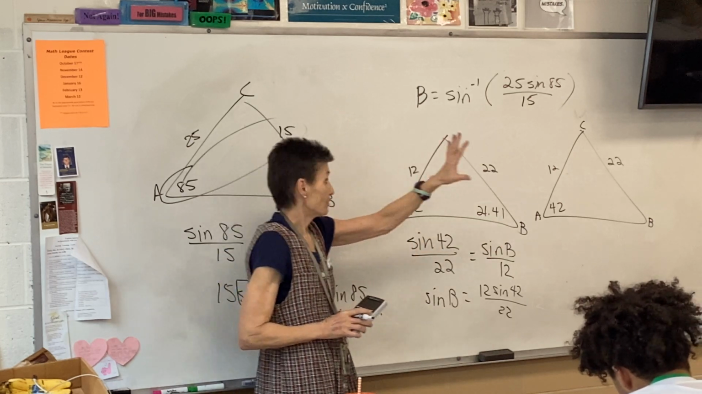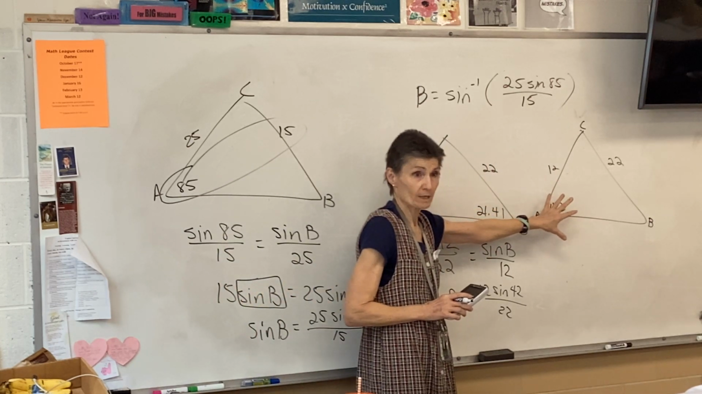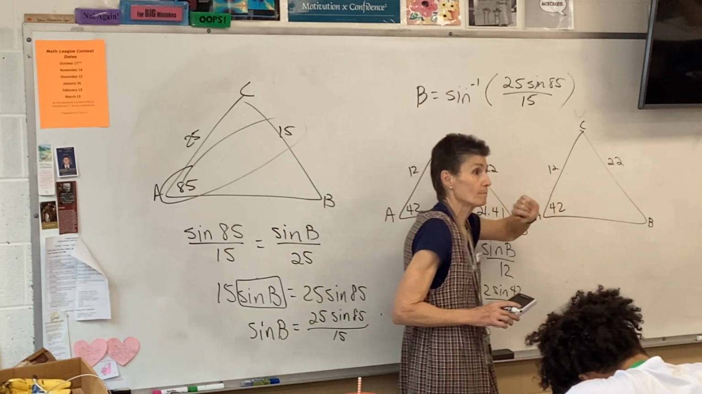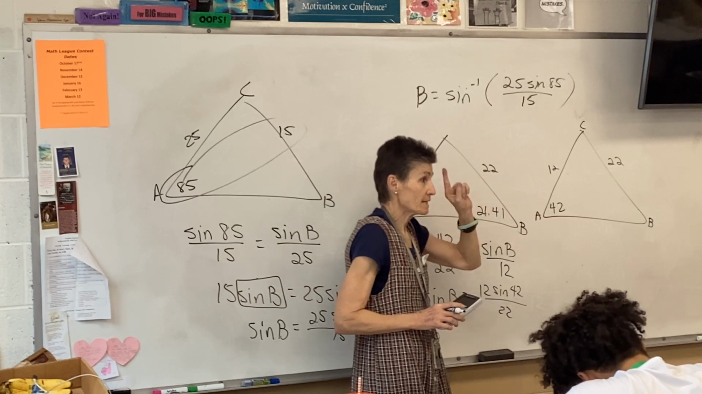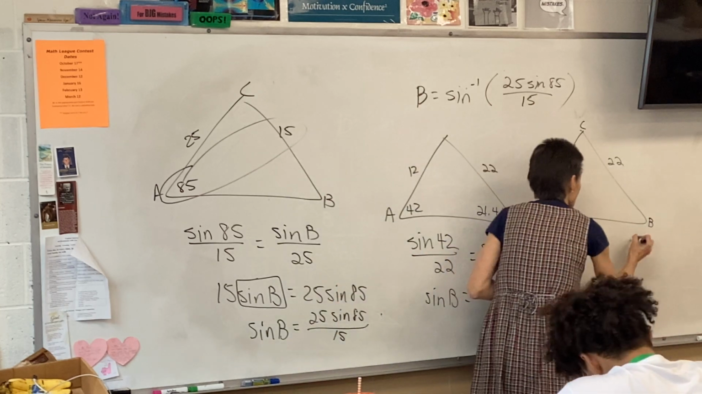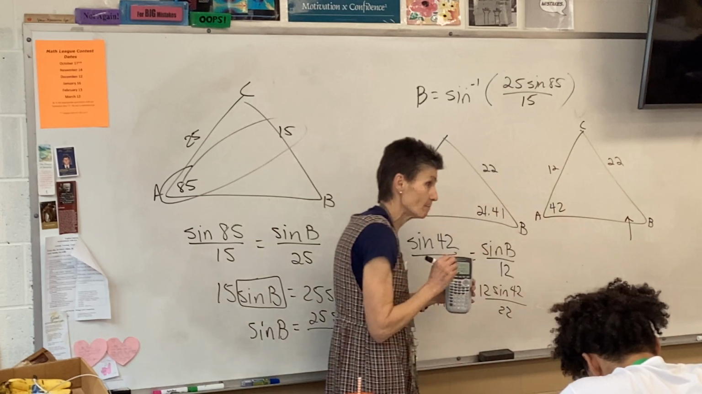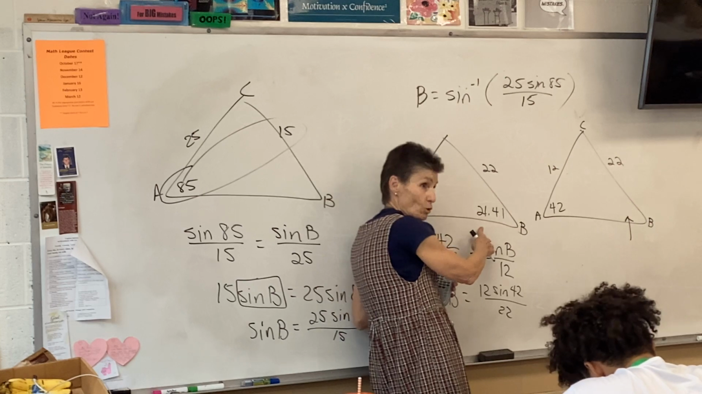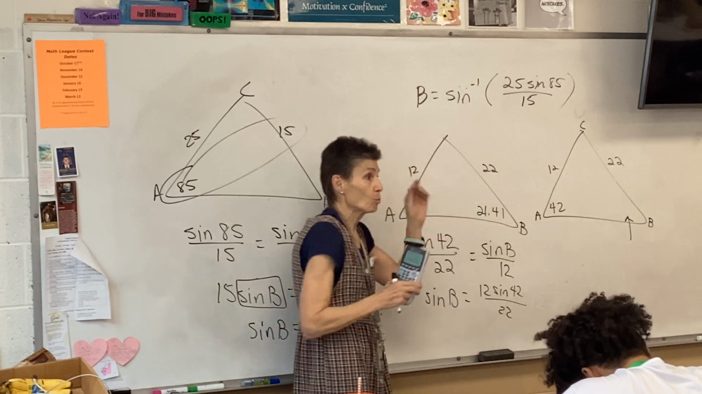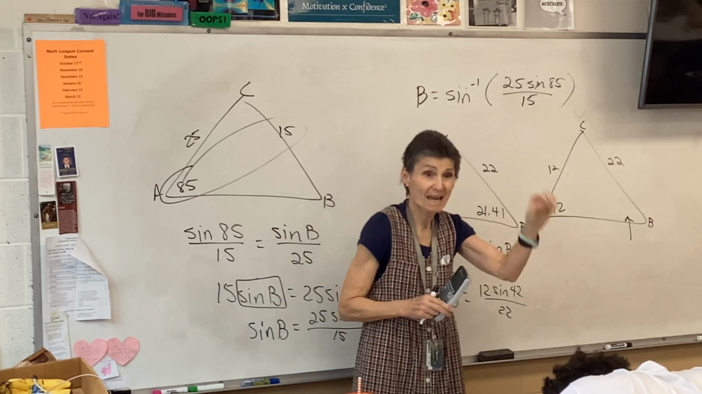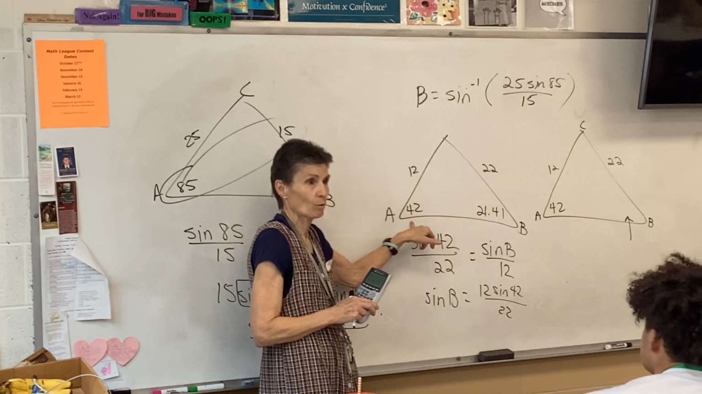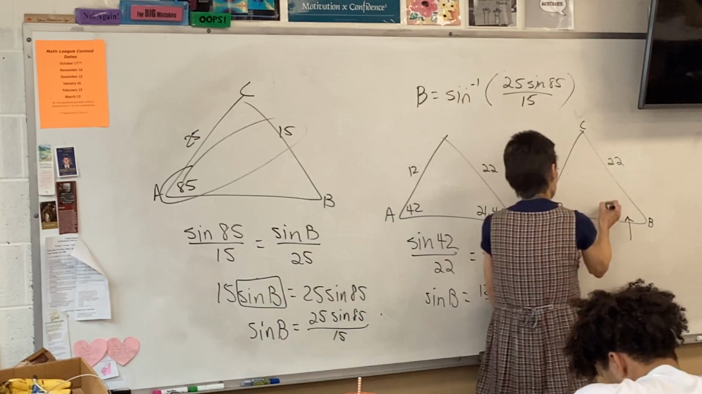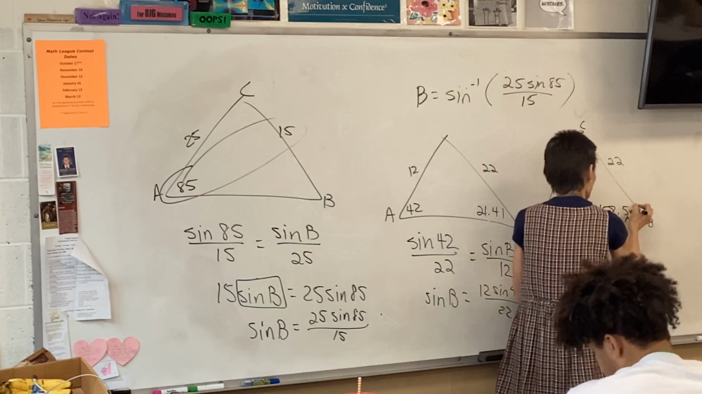Now, draw the same triangle over again, put in the original information, and then tell me if there is a second possibility. It will be 180 minus the first one. It's 180 minus your first answer. It's not 180 minus 42. It's 180 minus your first answer. And I got 158.59.